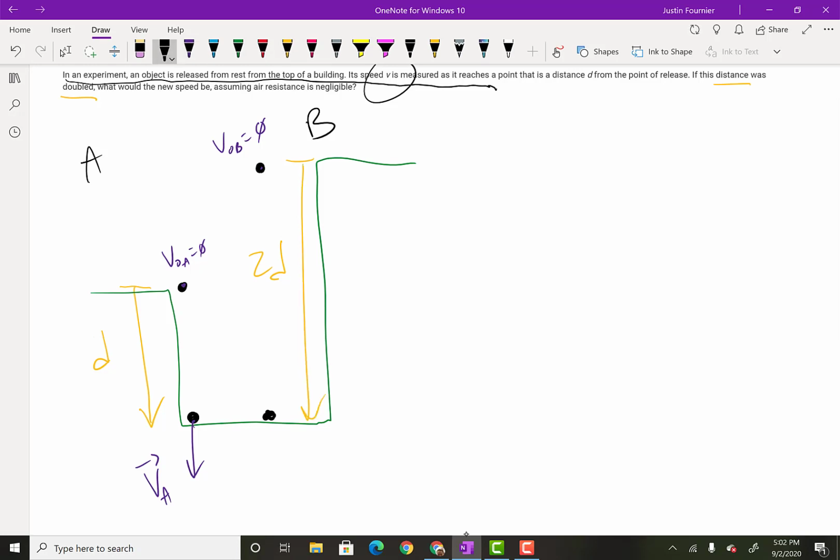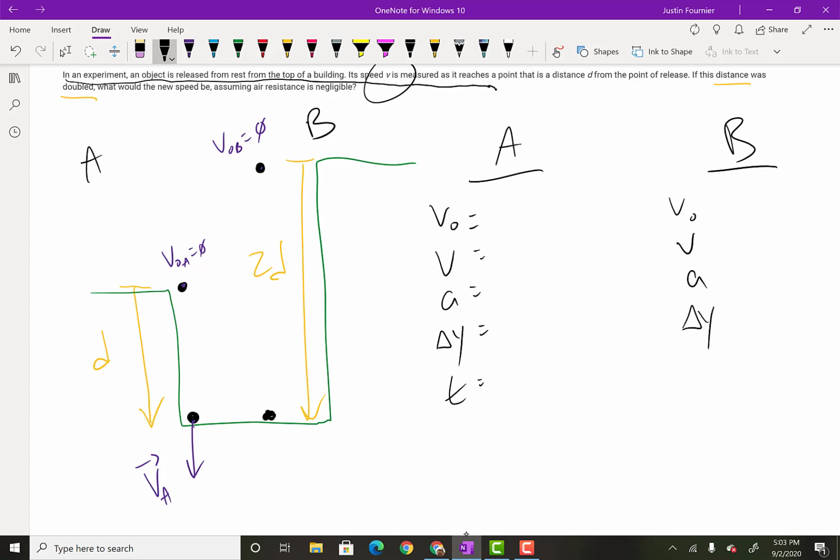What I tend to do then is I also do situation A, situation B, and I make a VOVAT for each of them. I'll say displacement delta y instead of initial and final. Just remember that if you have something like simultaneity, split those initial and final moments up. So this is all B stuff. V naught A is 0. V naught B is also 0.